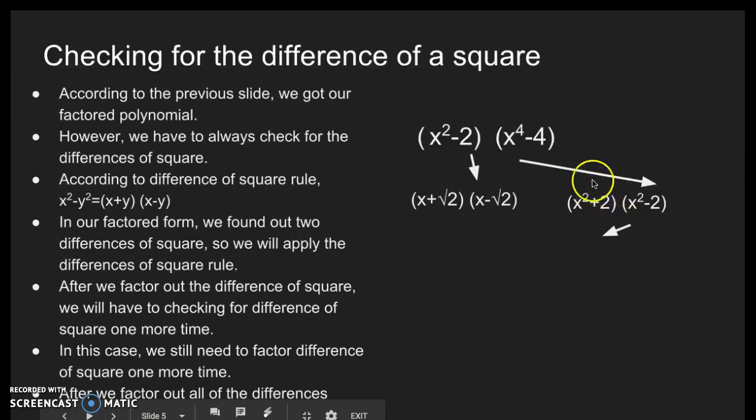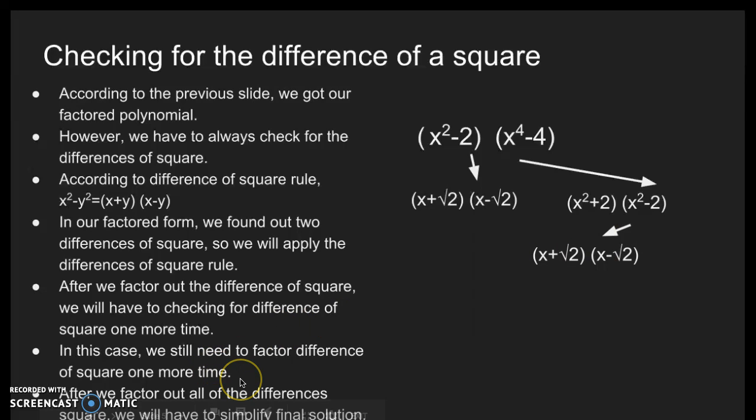Here we don't have any left, but here we have another x squared minus 2, which is exactly the same as this one. So now we have to factor out the difference of squares one more time, and it becomes (x plus square root of 2) in parentheses times (x minus square root of 2) in parentheses.